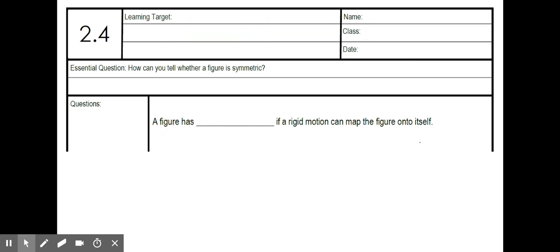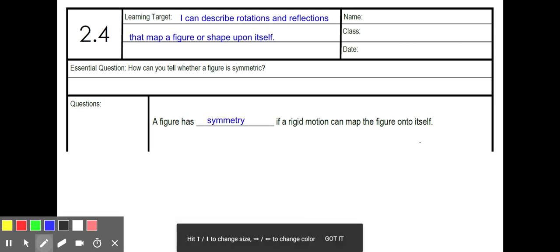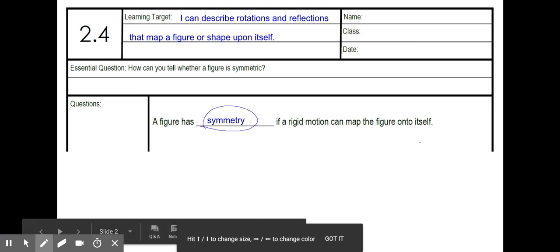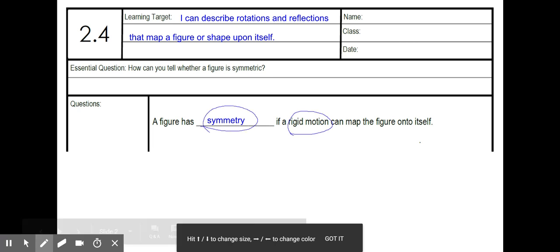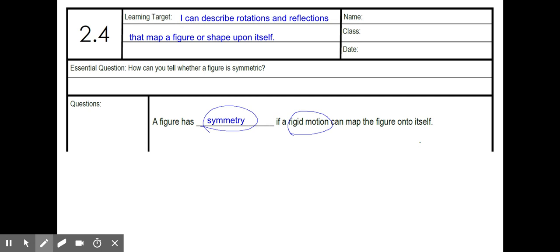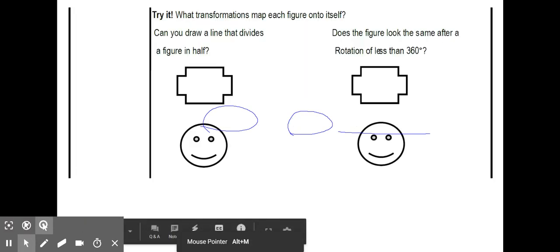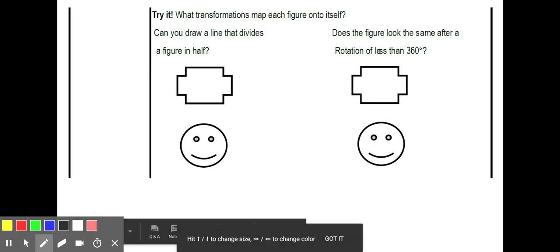So a figure has symmetry if a rigid motion, remember that's like a shape that's been cut out with some scissors that we're just sliding, flipping, or turning in any way, so that we can map the figure upon itself. Map just means place. Okay, let's try. What transformations map each figure onto itself?